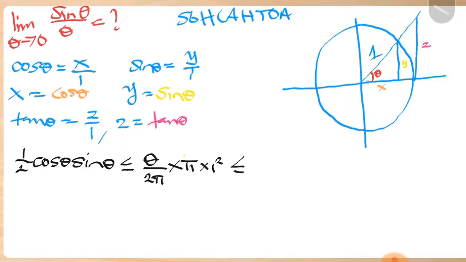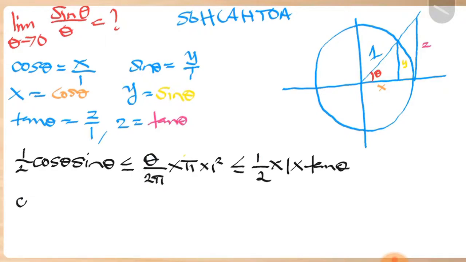The area of this bigger triangle will be half base times height, and what is the base? Just 1. So half base times height. What is the height? Tan of theta. All right, now there's a 1 over 2 here and a 1 over 2 here. Of course, that will cancel out.